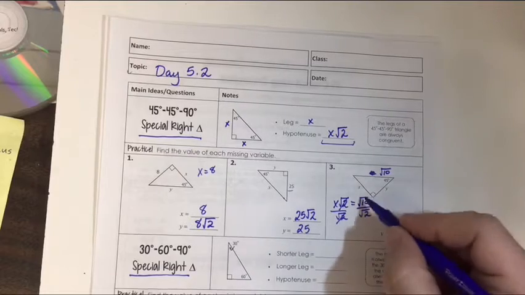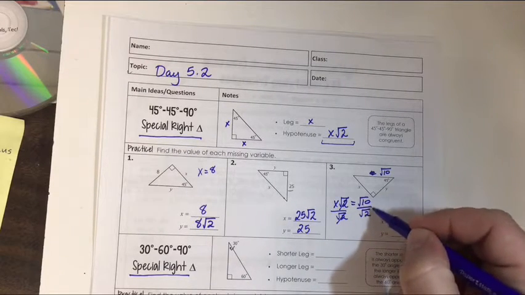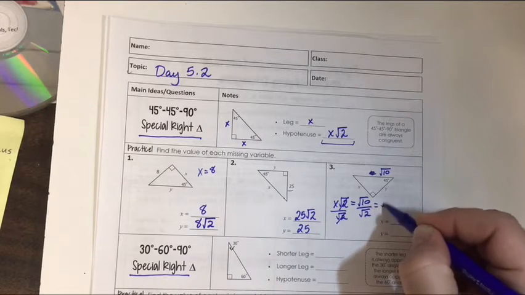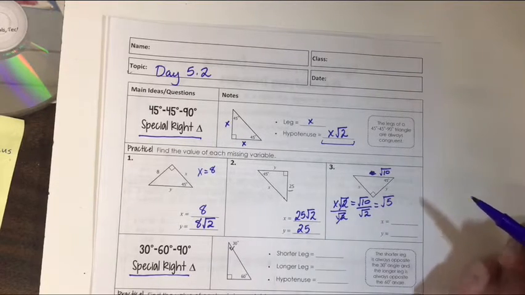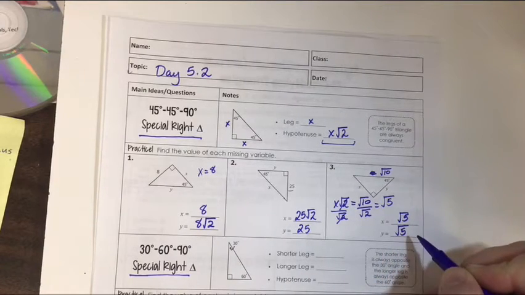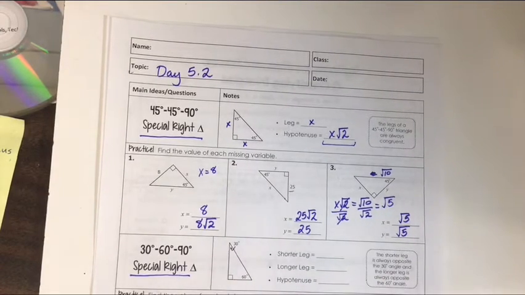Now, you'll remember that we talked about in class, when I divide radicals, I can just divide the numbers. 10 divided by 2 is 5, and keep that under the square root. So x and y are both the square root of 5. Okay? And that is our first example of a special right triangle.